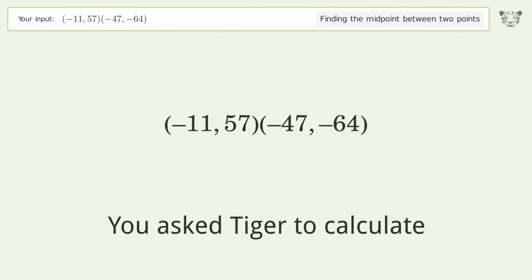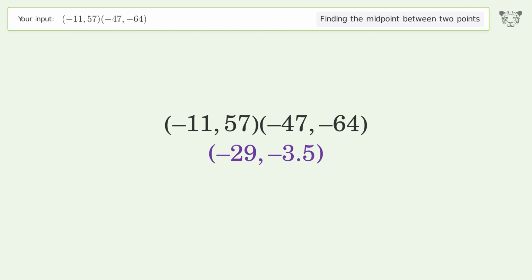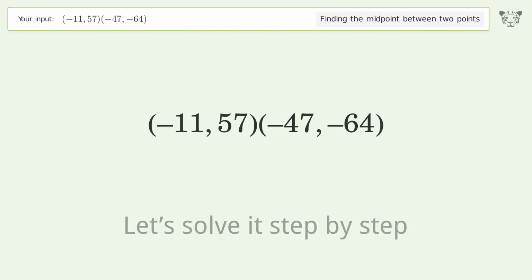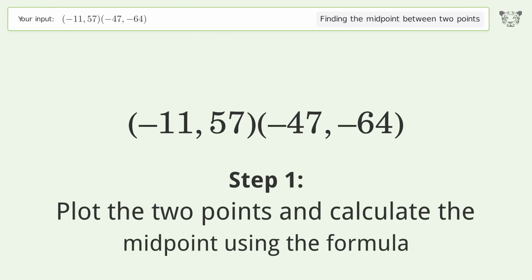You ask Tiger to calculate. This deals with finding the midpoint between 2 points. The midpoint between the 2 points is -29, -3.5. Let's solve it step by step. Plot the 2 points and calculate the midpoint using the formula.